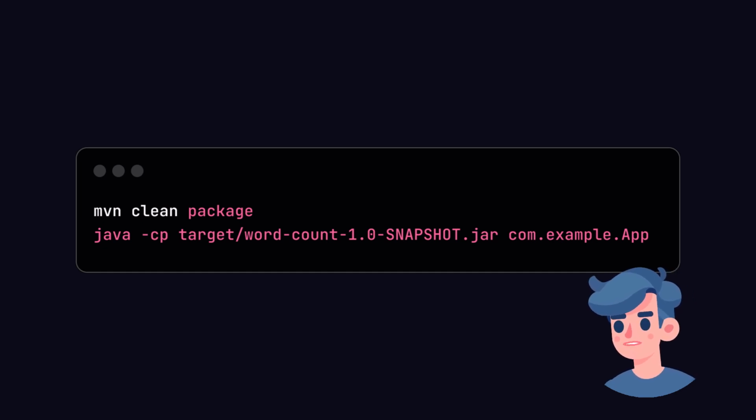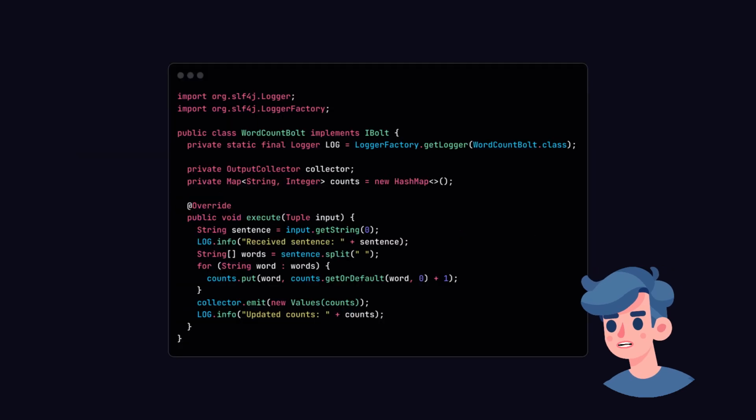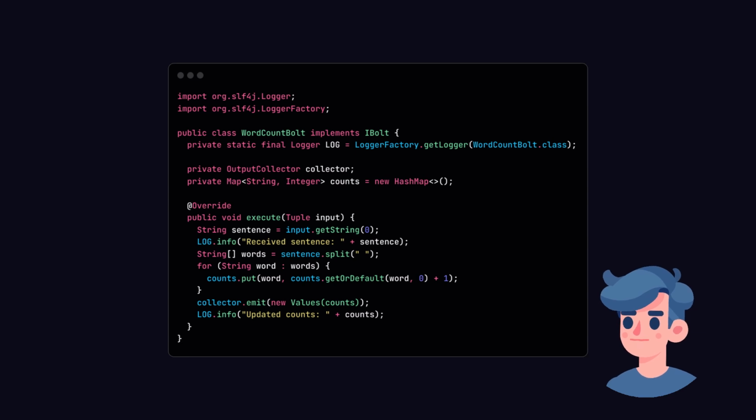As with our previous setup, let's recompile the project and run the topology again. Now, we have a dynamic stream of data being processed. You can observe the real-time word counts being computed as new sentences are emitted by the spout.